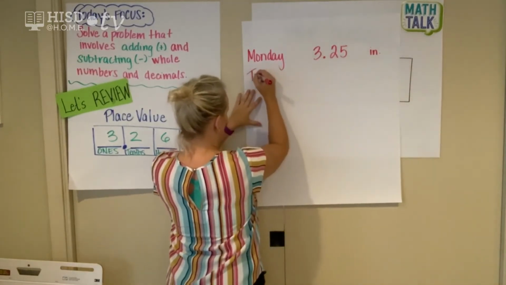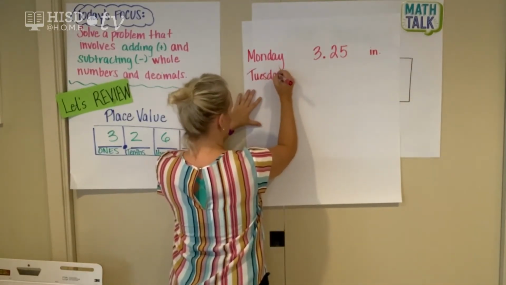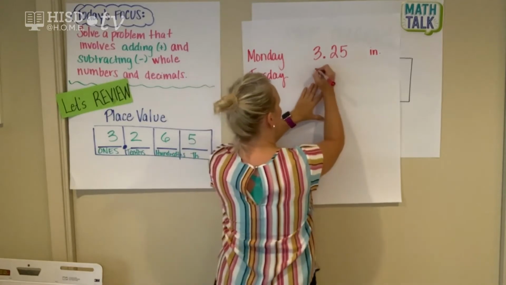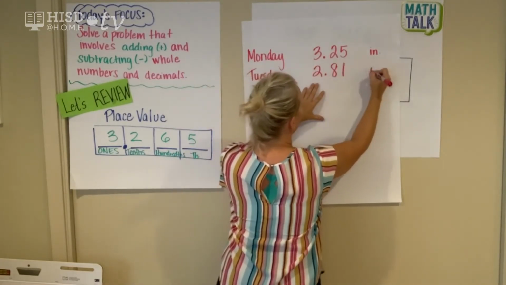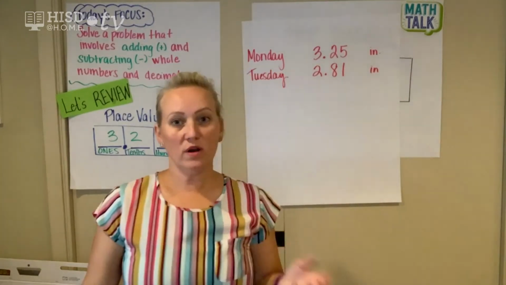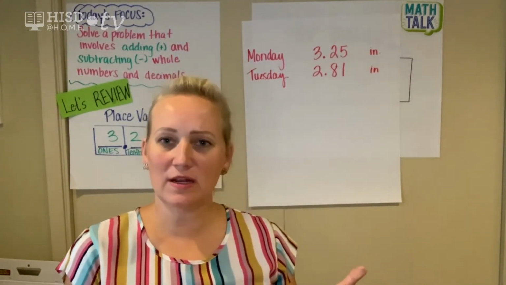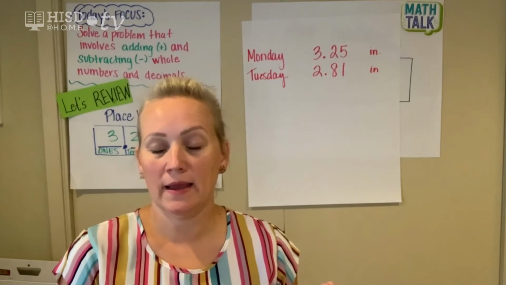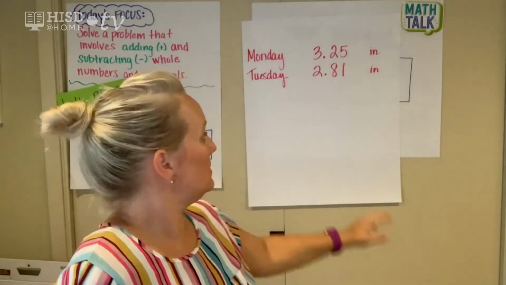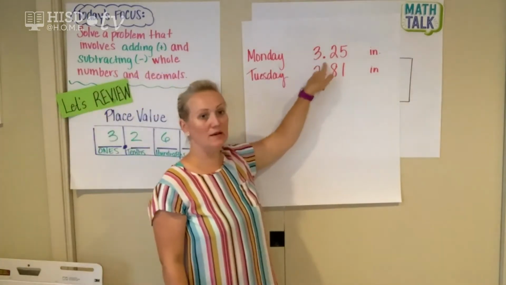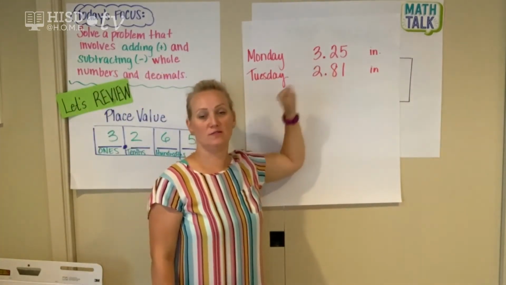And Tuesday it rained 2.81 inches. And what if someone said, well, it's been raining so much, but what day had more rain? Well, we could answer that question, right? Because we can see that it rained more on Monday just by looking at our greatest place value.